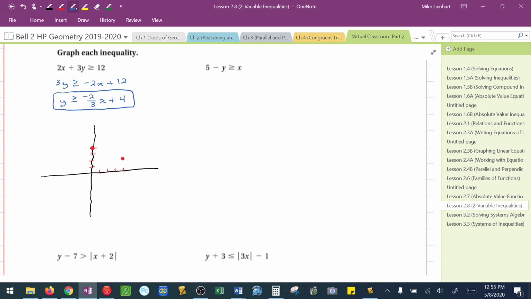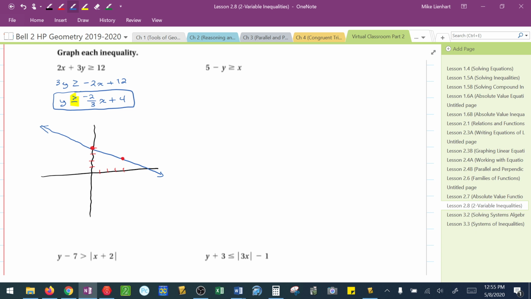And in order to graph a line, I need 2 points. I'm now ready to draw my line. I look back and the inequality tells me that it's a greater than or equal to. So that means that my line is going to be solid. All right? So the only thing that is left, because it is an inequality, is now I have to decide which side of the line to shade. This is known as half plane shading.